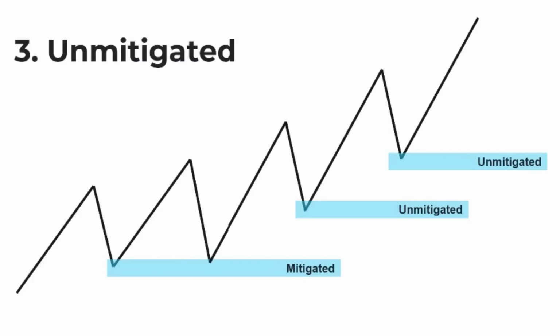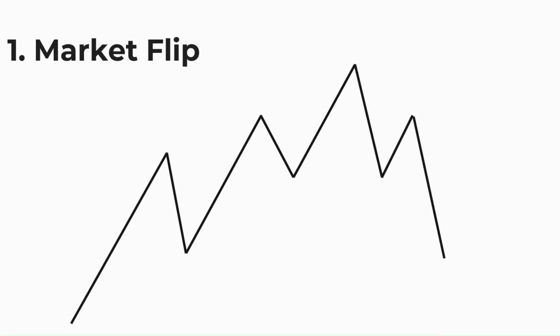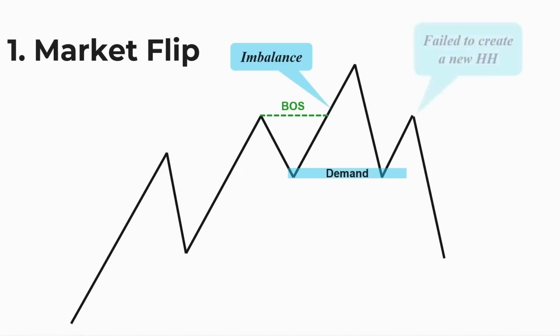Now let me show you some of the common smart money concepts, market structure patterns, and how we approach them when they happen on the chart. The first pattern is called the market flip. This pattern happens at the end of the trends when they get exhausted, resulting in a change of direction.